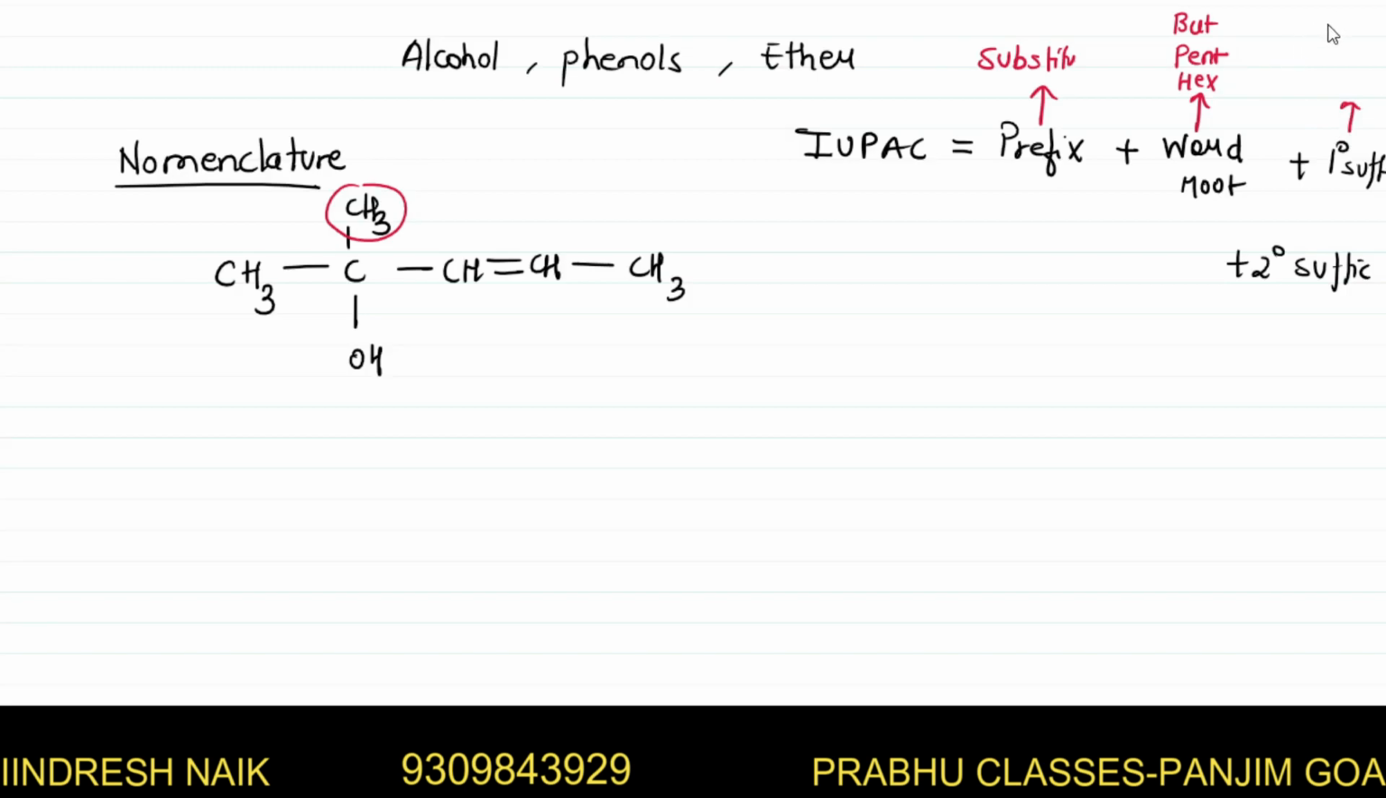Or if there is no carbon-carbon double bond, it is just single, then we will write A N E. If there is a double bond, we'll write E N E with the position where it is. Then if it is a triple bond, then Y N E. And secondary suffix tells about a functional group.